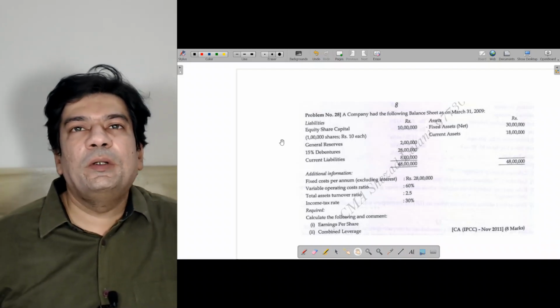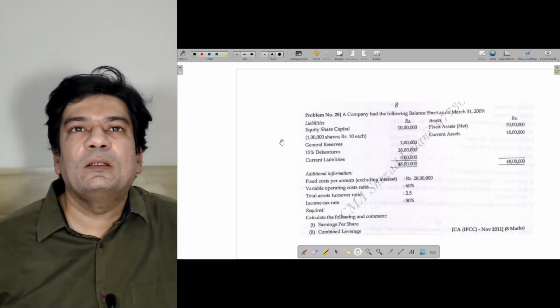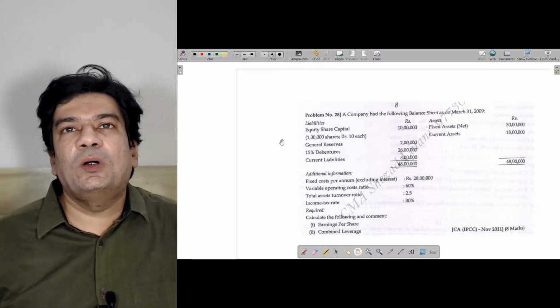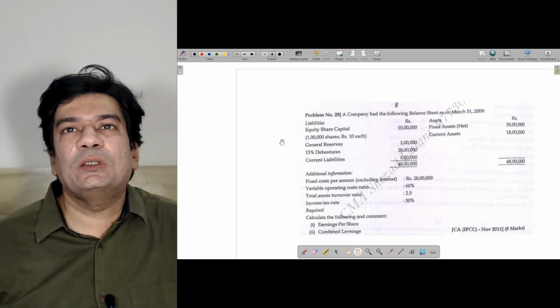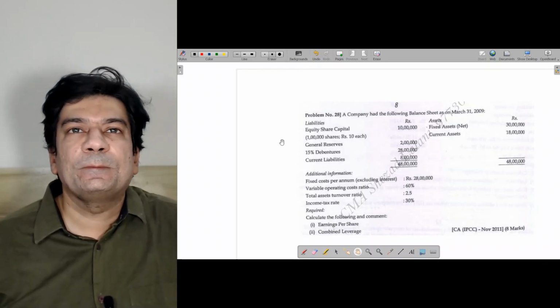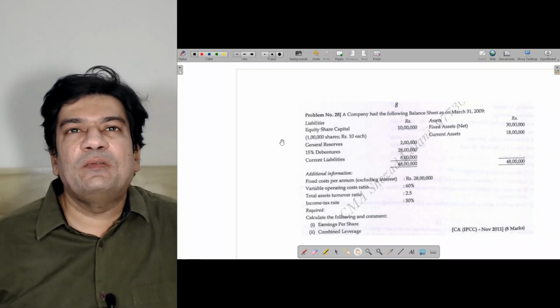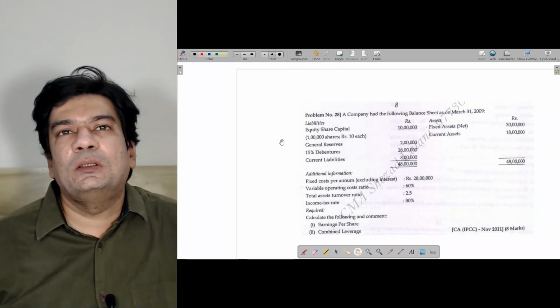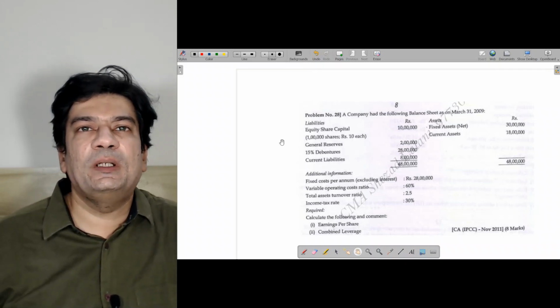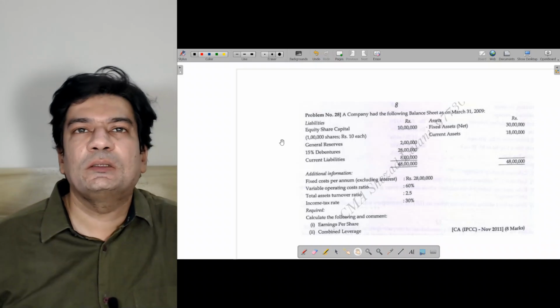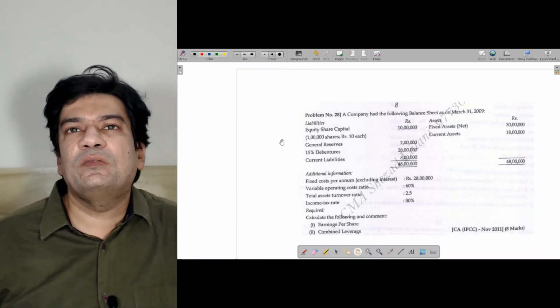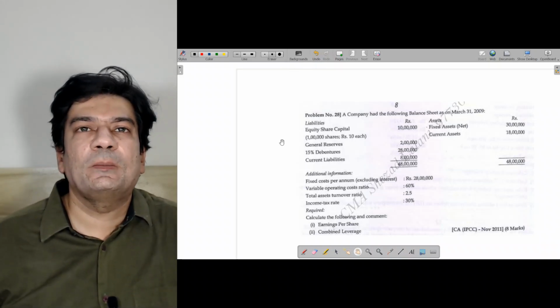So now we are going to start with sum number 8. A company had the following balance sheet as on 31st March 09. Liabilities, we have equity share capital, general reserve, 15% debentures and current liabilities. On the asset side, we have fixed assets and current assets.